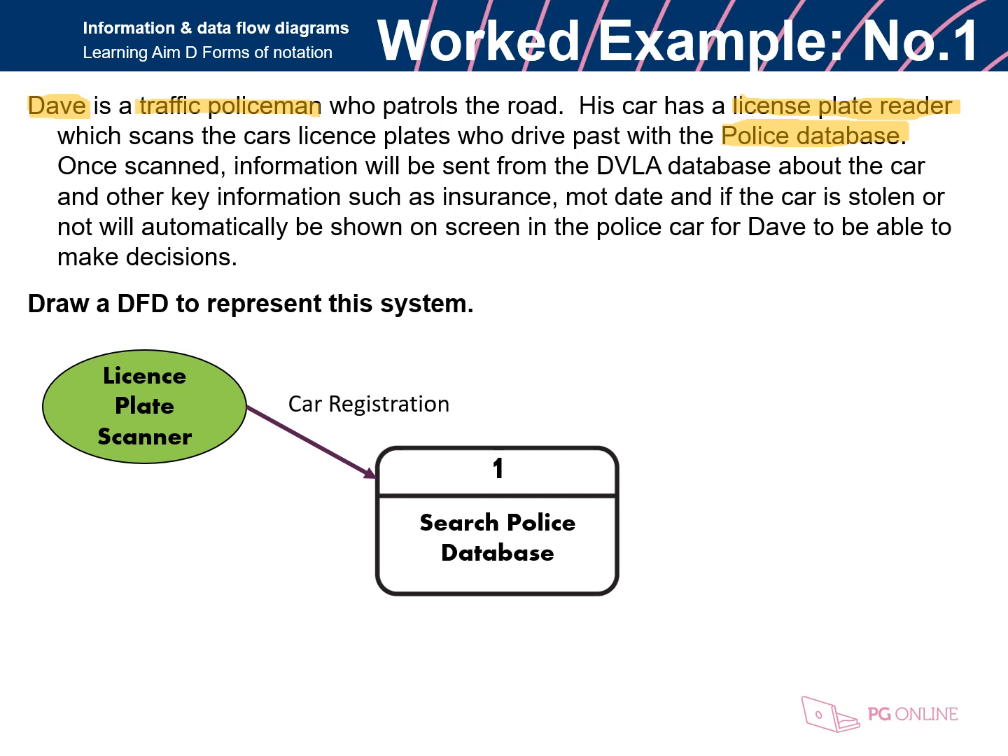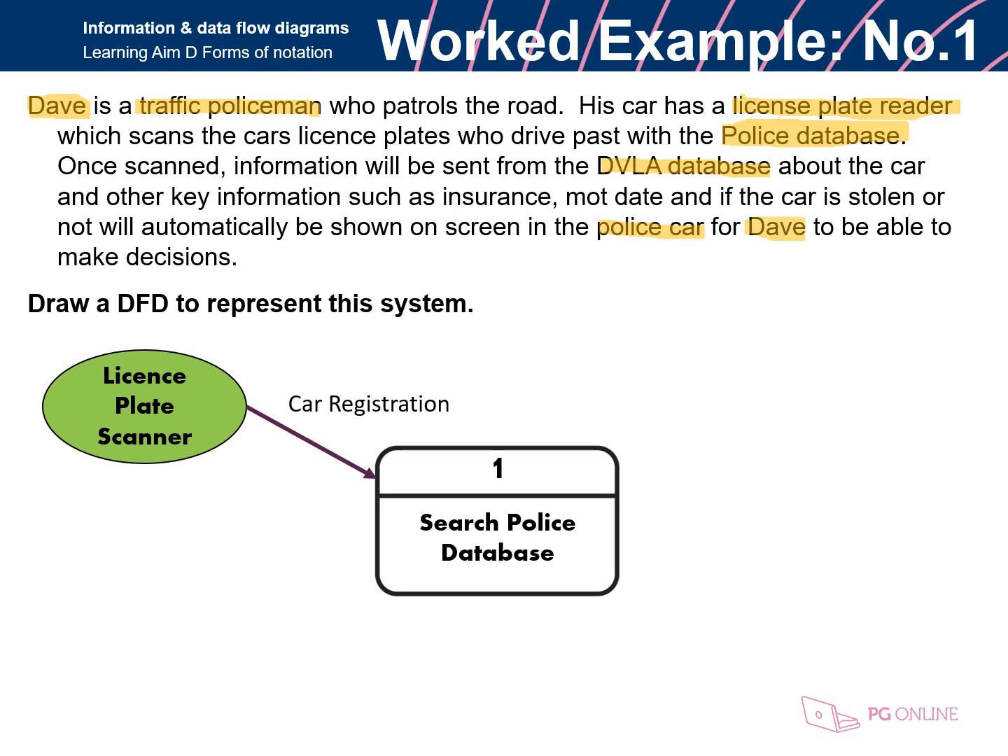We can then see that once it is scanned, the information will be sent from the DVLA database about the car. And other key information such as insurance, MOT, and if the car is stolen or not will be shown on the screen in the police car for Dave to be able to make decisions.